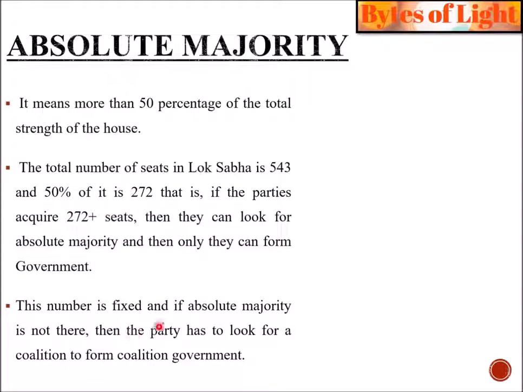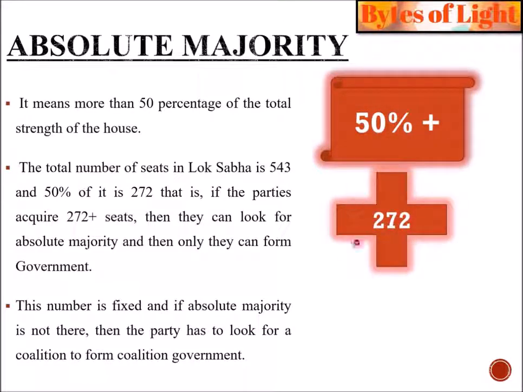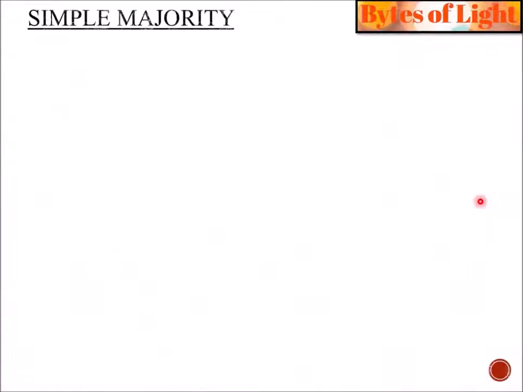they can form a government, or else they'll have to look for a coalition to form a coalition government. That is, two parties come together to form government. The focus here is 50% plus and also 272 plus. If a party has 272 plus seats, then they can form their own government. An example of coalition government is the government that formed in Karnataka, that was between the party of Rahul Gandhi and H.D. Kumaraswamy.